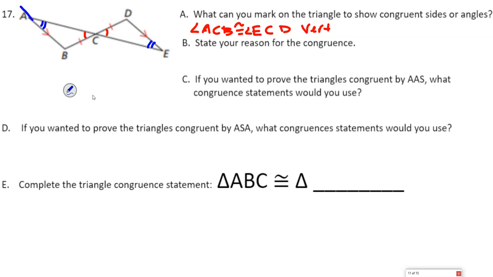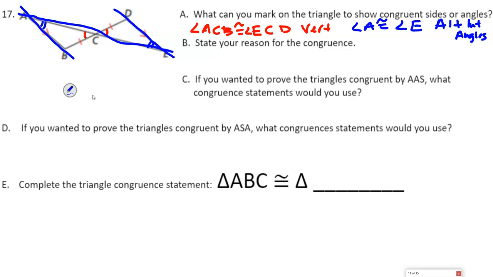Y'all see these parallel lines right here? And then a transversal right here. Y'all see that transversal right there? Sorry, I can't draw a straight line today, but you guys get the drift. So those are alternate interior angles. So we could say angle A is congruent with angle E. Now we could say it again with another one, but we're not going to. So this is alternate interior angles, right? Okay. So then it says state your reason for the congruence.